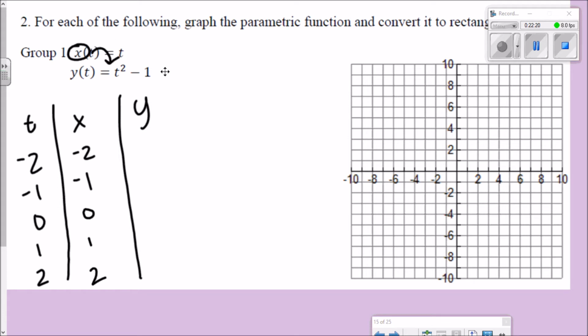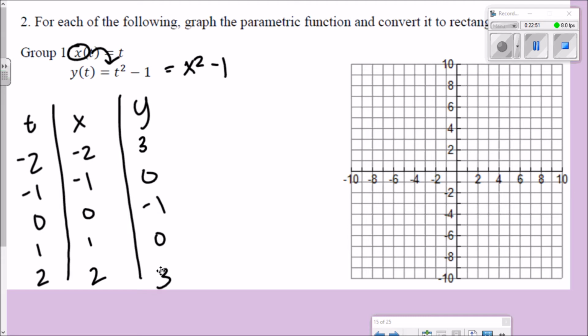So what is this function going to look like? It's going to look like x squared minus 1. So just a little tidbit of information. Now I'm going to plug these t values into my y. So negative 2 in here is going to make it 4 minus 1, which is 3. Negative 1 is going to make it 1 minus 1, which is 0. 0 is going to make it 0 minus 1, which is negative 1. 1 is going to make it 1 minus 1, which is 0. 2 is going to make it 4 minus 1, which is 3.